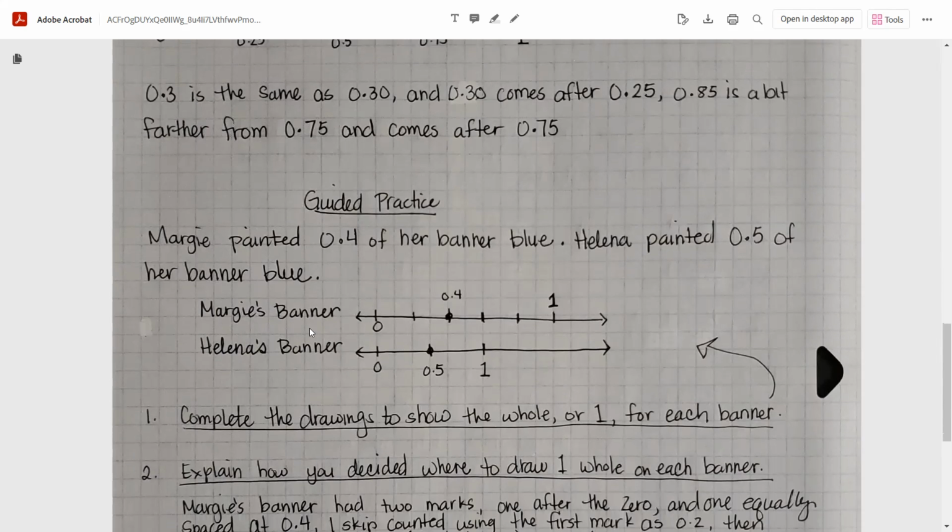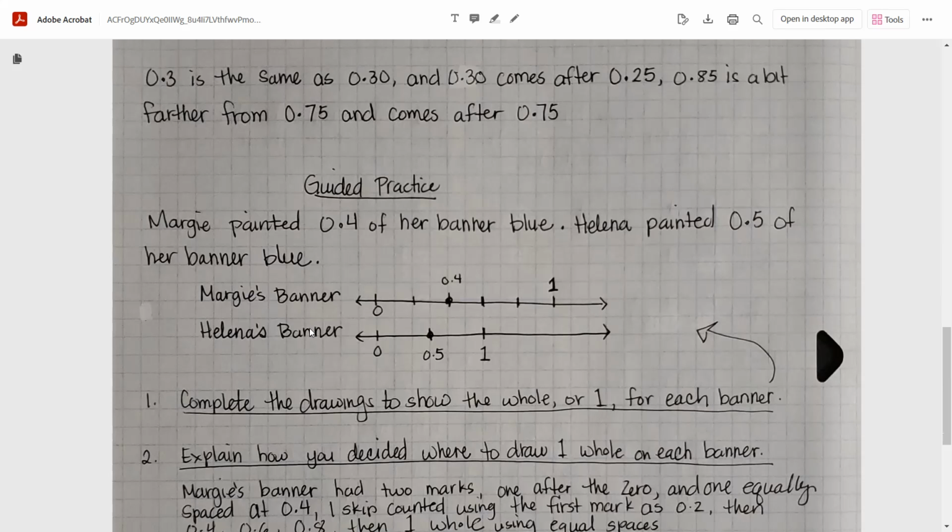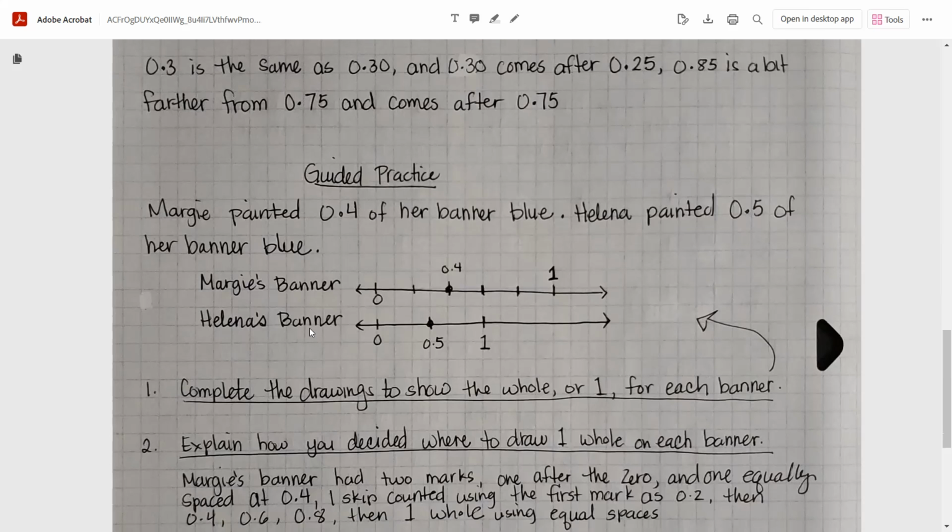For our guided practice, it says Margie painted 0.4 of her banner blue. Helena painted 0.5 of her banner blue. And we can see the drawings for both of their banners over here. So 0.4 and 0.5. Now it says for number 1, complete the drawings to show where the whole or 1 for each will be. So if I'm going to split this into equal parts, if this is 0.4 and there was already a mark here before it, so we can say maybe this is 0.2. So 0.2, 0.4, 0.6, 0.8, and then 1 whole. So we're skip counting by groups of 2/10, so 20 hundredths.